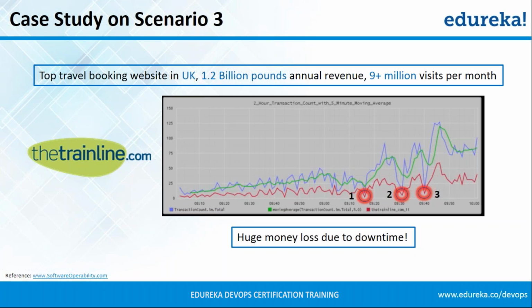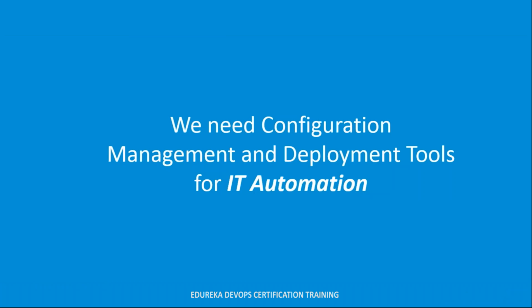So all these three problems that we have discussed point down to one single solution: we need some kind of tool that can automate these tasks for us, that can roll back to a previous stable version, that can provide us with a constant computing environment throughout the software delivery lifecycle, and can automatically scale up and scale down depending upon the traffic. So we need some kind of IT automation, or you can say we need configuration management and deployment tools for IT automation. But before we go ahead, we should first understand a very important concept called infrastructure as code.